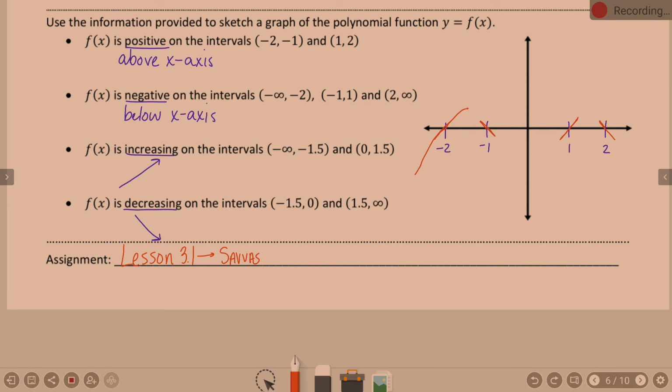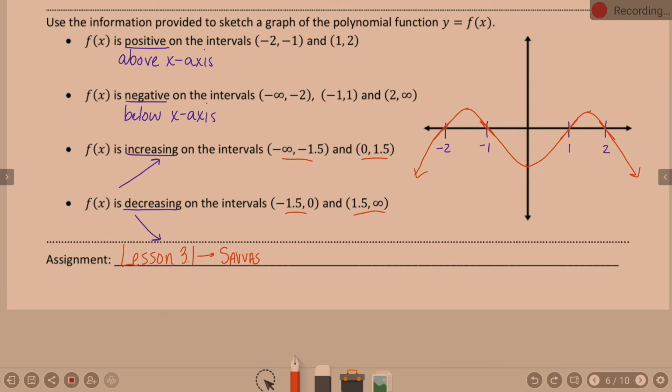Now, if you want to kind of go in order, I'm decreasing from negative 1.5 to 0, so to the y-axis. What am I doing from 0 to 1.5? Increasing. And from 1.5 to infinity, I am decreasing. Okay. That's the end of the notes.